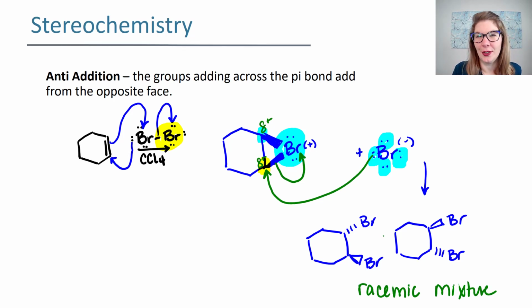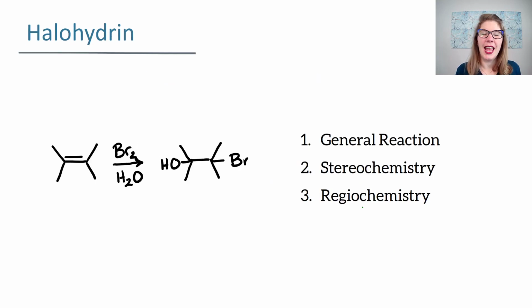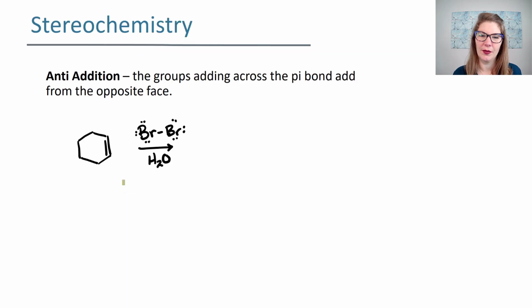Now let's look at a sister reaction of this called halohydrin. The halohydrin reaction is remarkably similar with respect to its mechanism. The difference is going to be that instead of having an inert solvent, what you have is water. And water can also behave as a nucleophile. So water is going to end up being your nucleophile in that second step. Let's look at the stereochemistry by considering the mechanism, and then we'll look at the regiochemistry.